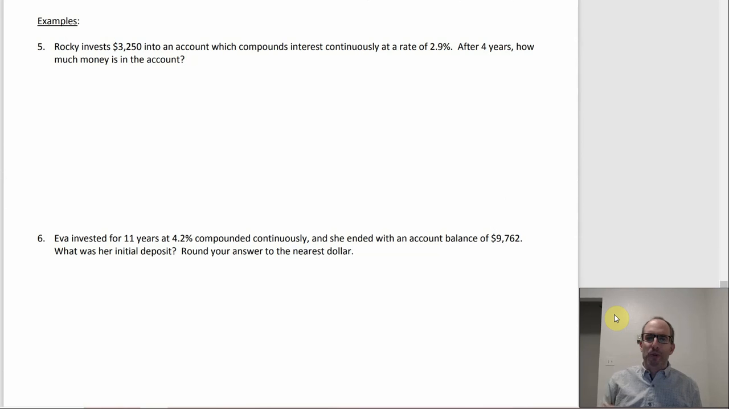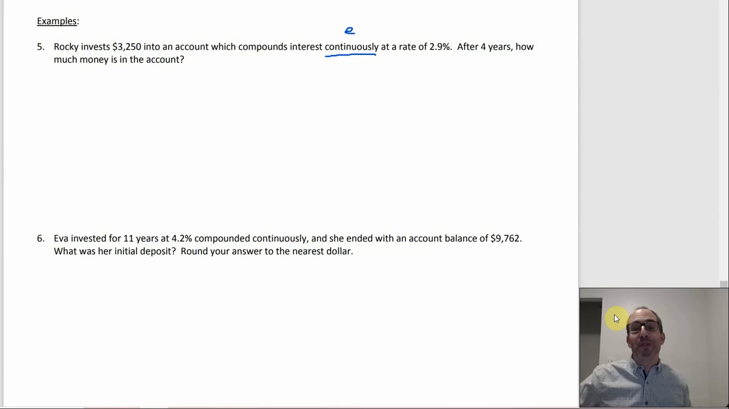Where it says Rocky invests $3250 into an account which compounds interest continuously, right? So there's the e. When you see "continuously," you go, oh, I need the e. If you just remember that, I think you're going to end up in the right place. Continuously means e. At a rate of 2.9%, and then how much will Rocky have after 4 years?